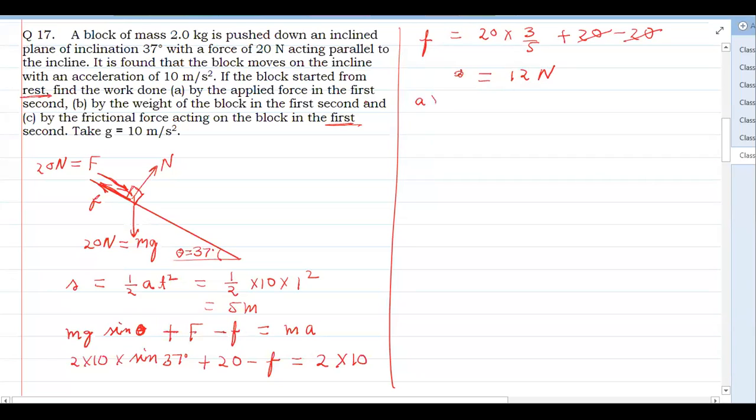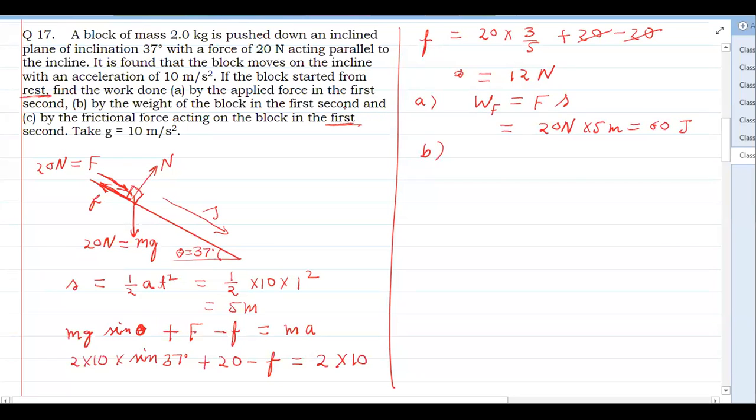First we will find the work done by the applied force. The work done will be force into displacement. Since force and displacement are along the same direction, the displacement is down the incline and the force is along down the incline. So force is 20 Newton, displacement is 5. So we will get 100 joule. Okay, positive value.